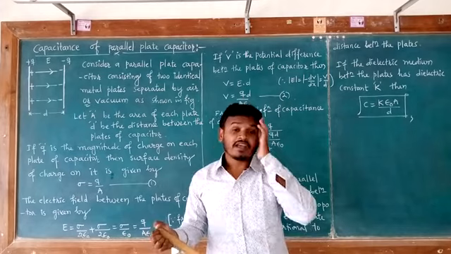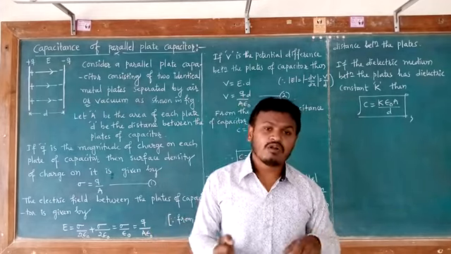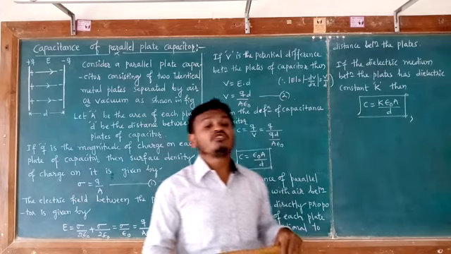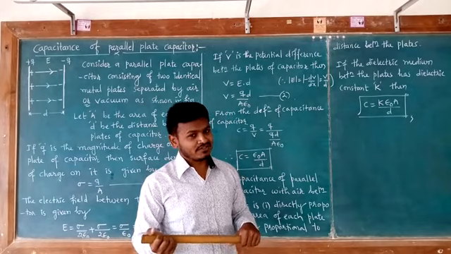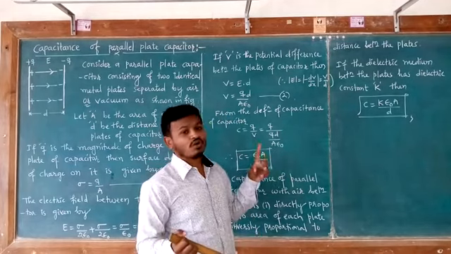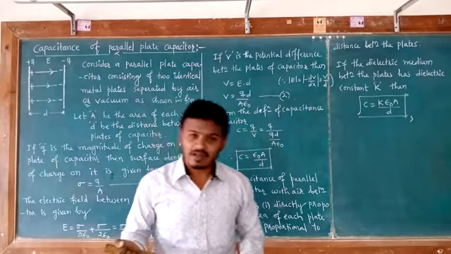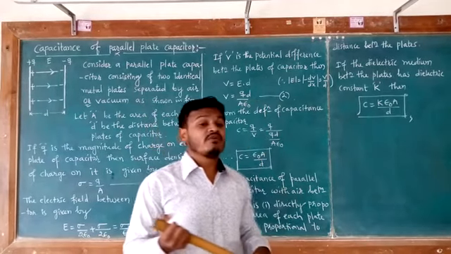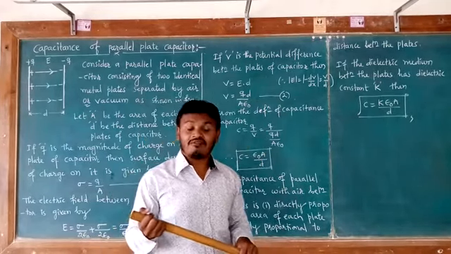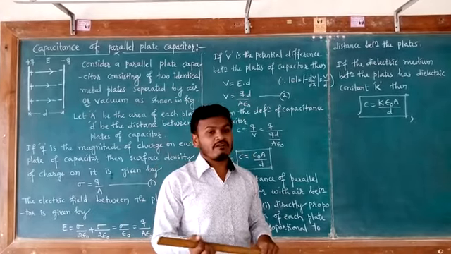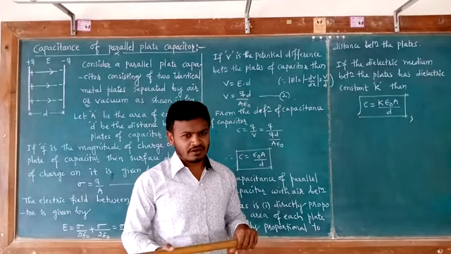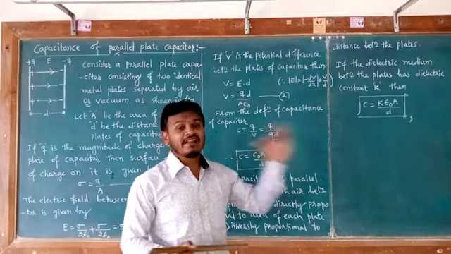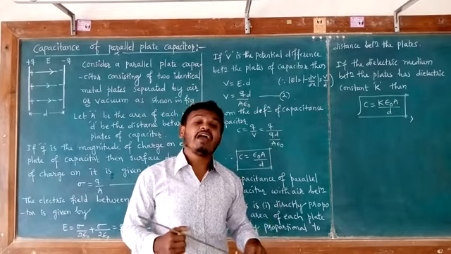The same way, capacitance of a capacitor means the ratio of charge on each plate of the capacitor to the potential difference between its plates. That ratio is known as the capacitance of a capacitor. Usually it is given by C is equal to Q by V, where Q is the charge on each plate of the capacitor and V is the potential difference between the plates of the capacitor. With the help of it, we can easily understand the capacitance of any capacitor.